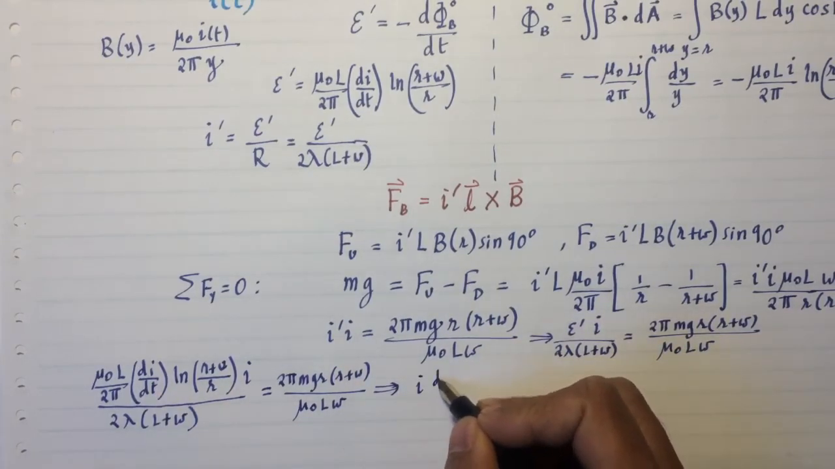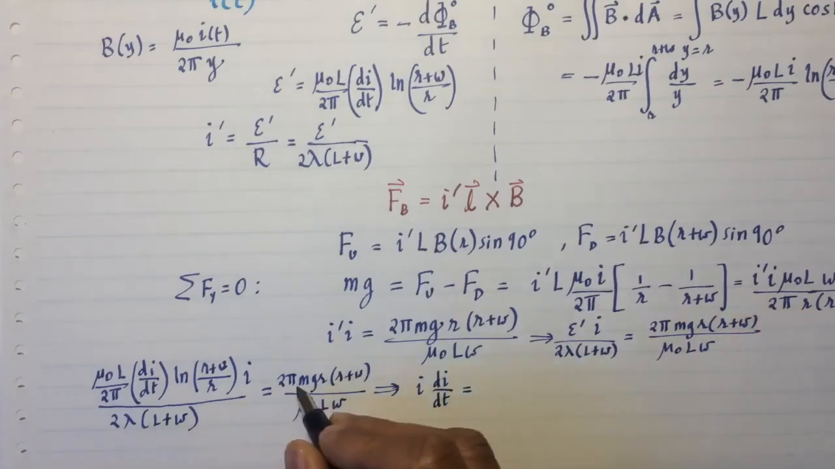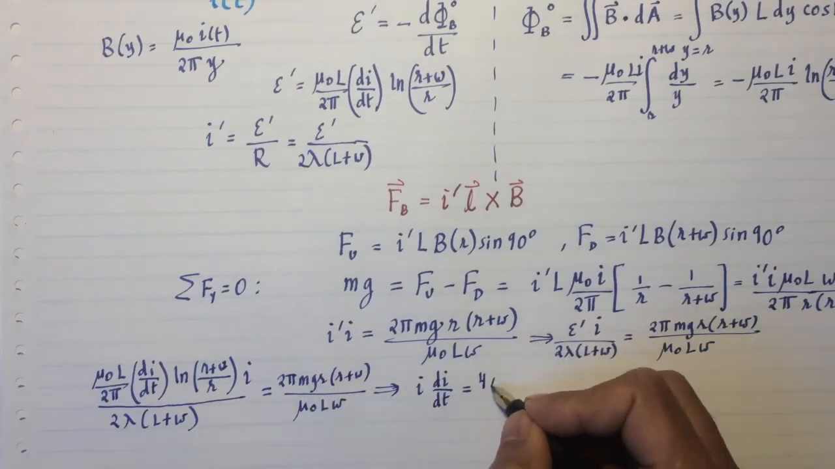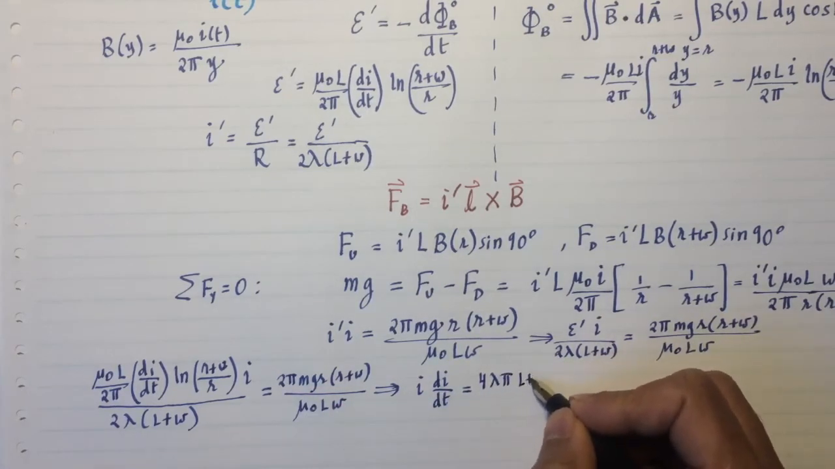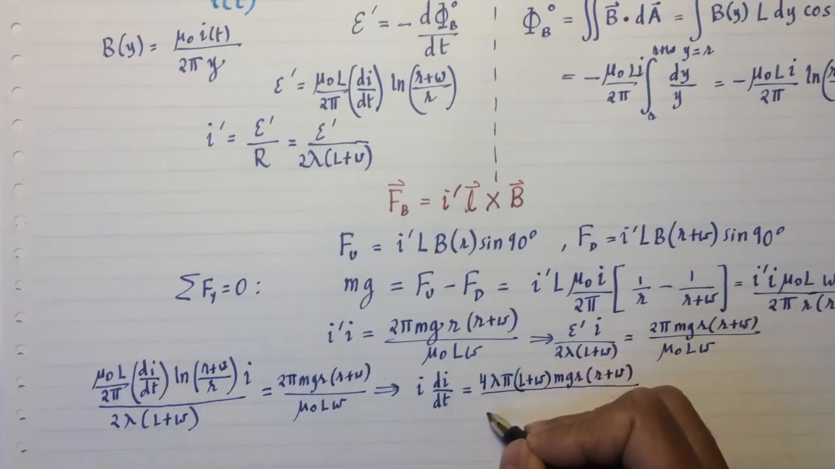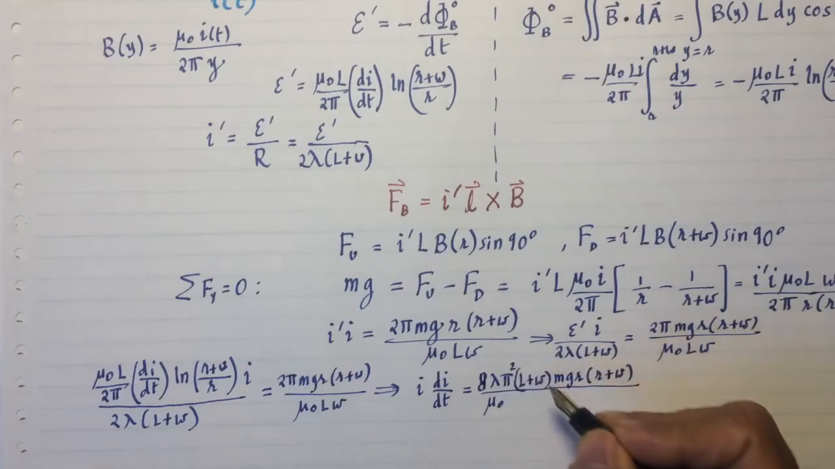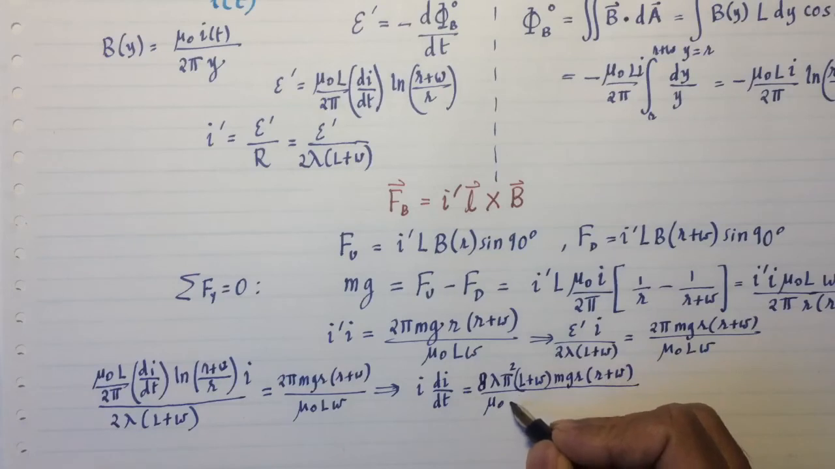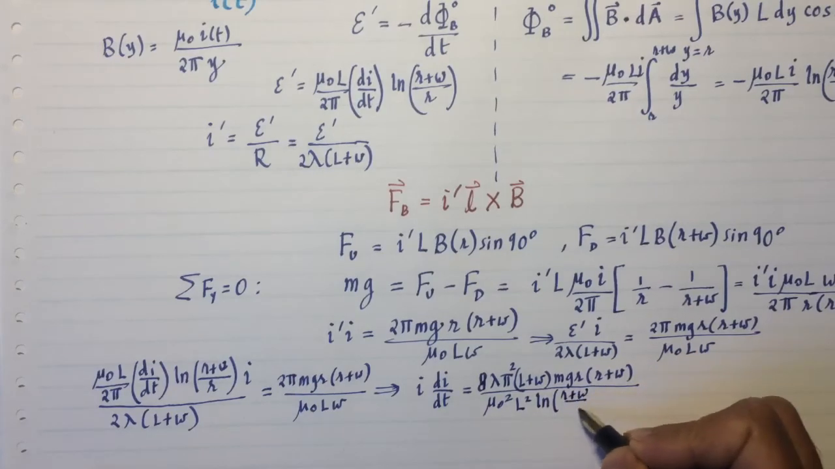Now I'm going to solve for I times di by dt on the left side and move everything else to the right side. So let's see if I can do this without any mistakes. I'm going to move 2 on the other side. So there's 4 lambda up here, lambda L plus W also up there. 4 lambda, I'll put the pi here, pi L plus W times mgR times R plus W over mu naught, and then there's a mu naught from down there. There's a 2 pi here which goes up here and makes this 8 pi squared. So mu naught times mu naught squared, because that comes down here, L squared, because that also comes down here, natural log R plus W over R. I think I've done this right.